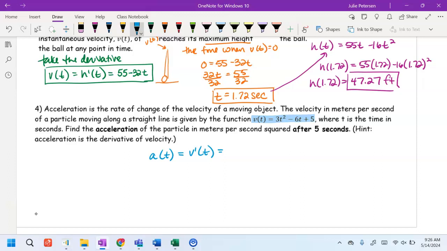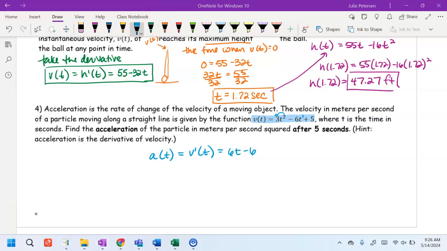So let's go ahead and find our derivative first. For 3t squared, you bring out that power, we get 6t. For the second term, that's a power of 1. Bring that out, minus 6. The plus 5 constant disappears. So we found the derivative. This is our acceleration function.